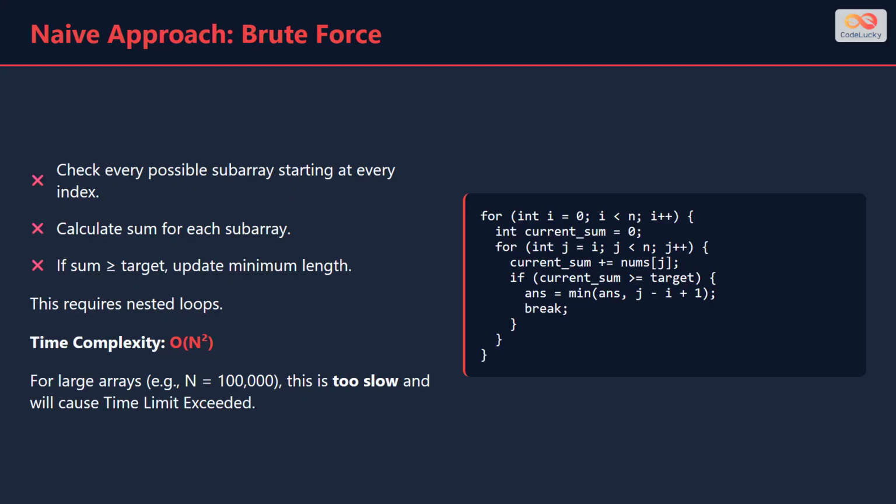A common first thought is to check every possible subarray. We can use nested loops, one loop for the starting position and another for the ending position. We sum up elements and check if they meet the target. However, this has a time complexity of O(n²), which is too slow for large inputs.